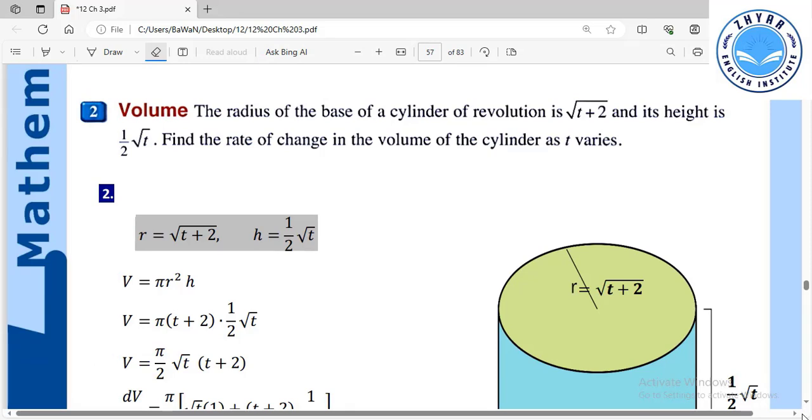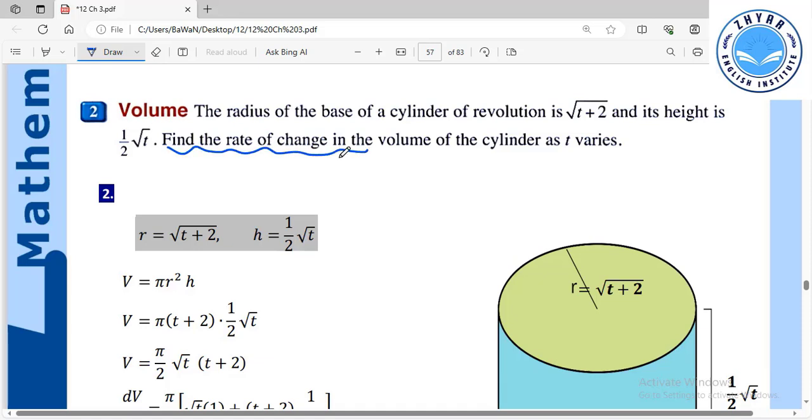Okay, question 2, volume. The radius of the base of a cylinder of revolution is radical t plus 2. And its height is 1 over 2 radical t. Find the rate of change of volume. As I said, find rate of change of volume means find derivative of volume.